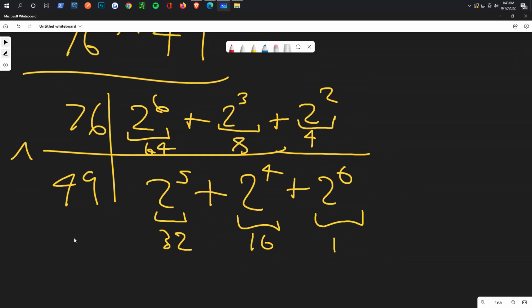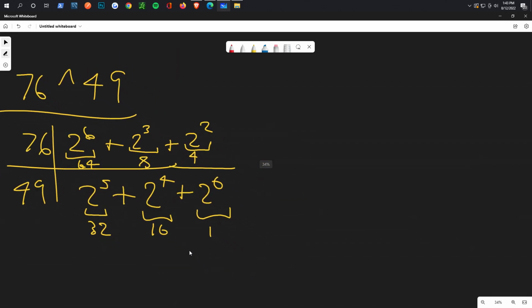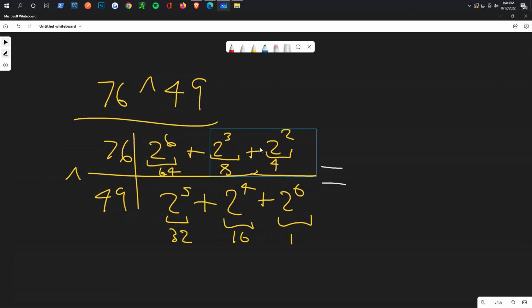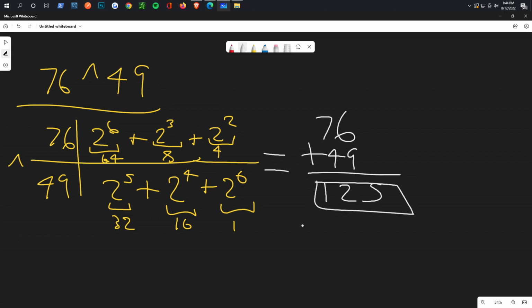And since we're doing XOR, let's see what they have in common, and then disregard those. So they have nothing in common. So what that means is everything that's left over, we just add. And if you think about it, since we didn't exclude anything, we don't have to do any extra math except just add them together. And this is going to be 125. And that's it.